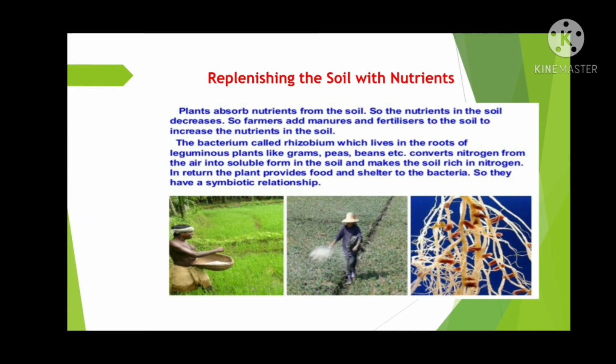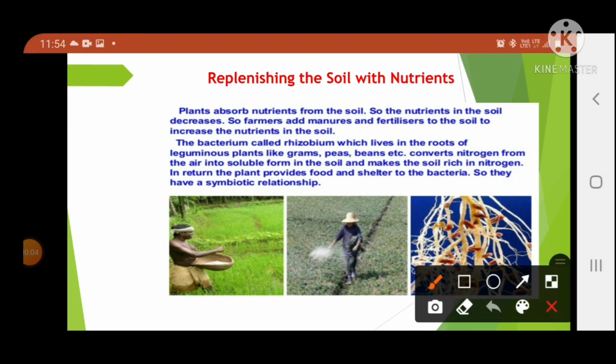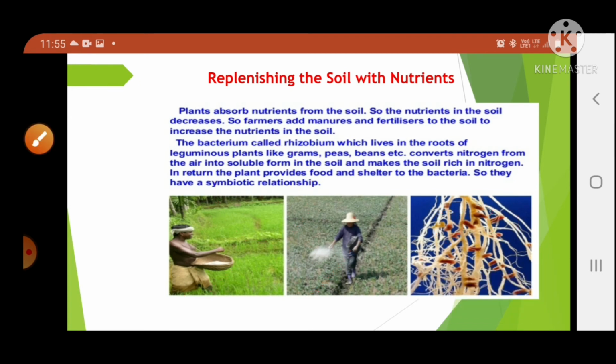Plants absorb nutrients from the soil, so the nutrients in the soil decrease. Then farmers add manures and fertilizers to the soil to increase the nutrients. The bacterium called rhizobium, which lives in the roots of leguminous plants like grams, peas, beans, etc., converts nitrogen from the air into soluble form in the soil and makes the soil rich in nitrogen. In return, the plant provides food and shelter to the bacteria. So they have a kind of symbiotic relationship.